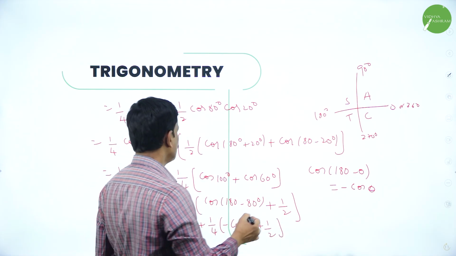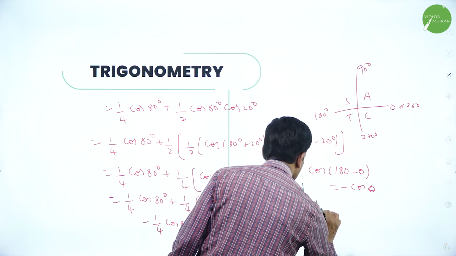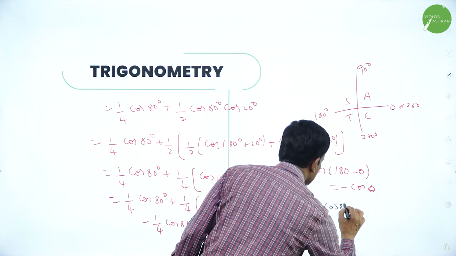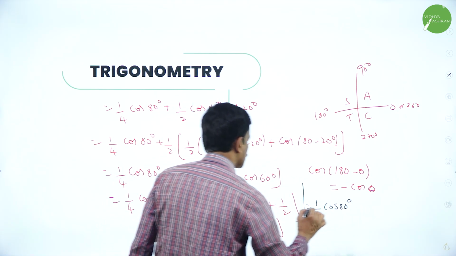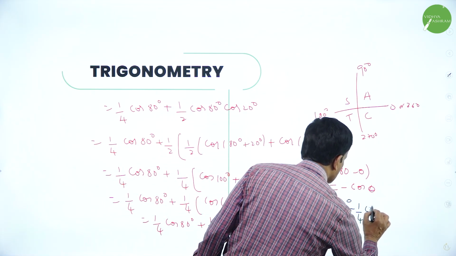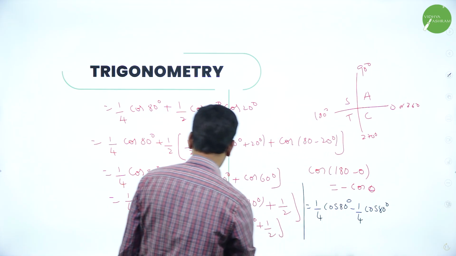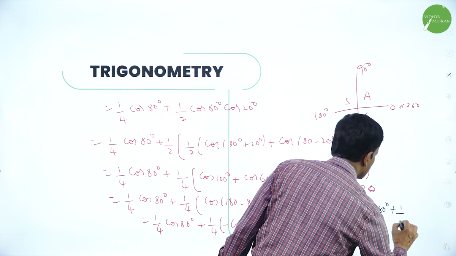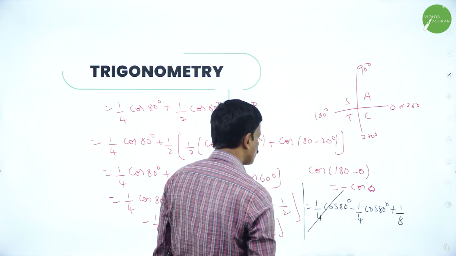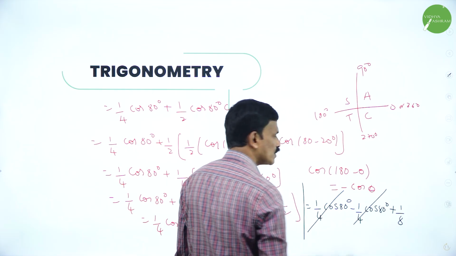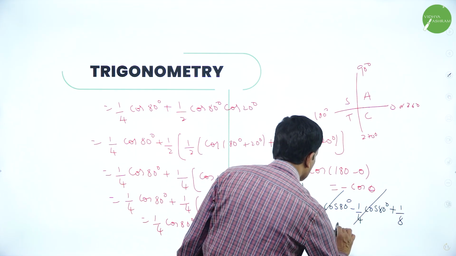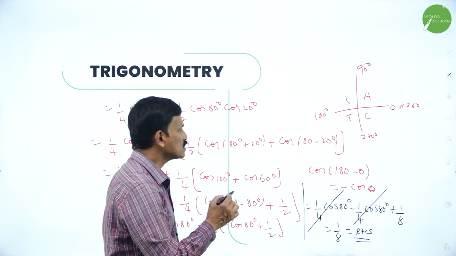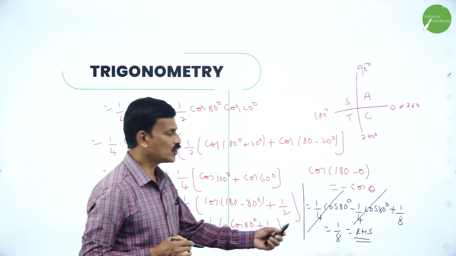Now multiply this. If you multiply, what happens? This is 1 over 4 cos 80 as it is, then 1 over 4 cos 80 again, plus into minus, minus 1 over 4 cos 80 degrees, again plus into plus, plus 1 by 4 into 1 by 2 is 1 by 8. Now cancel the terms. So plus 1 by 4 cos 80 minus 1 by 4 cos 80 gets cancelled. What is remaining? 1 over 8, which is the required RHS. That's it. So what is the answer? 1 by 8. Right. 1 over 8 is the required.